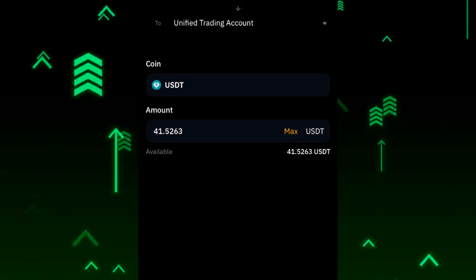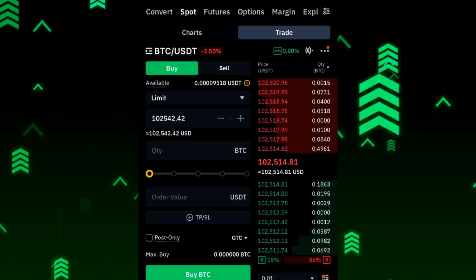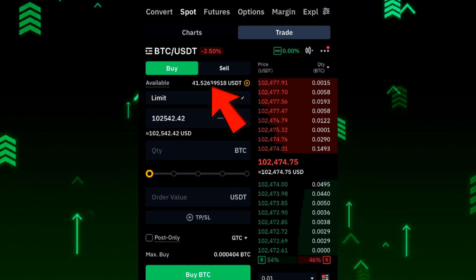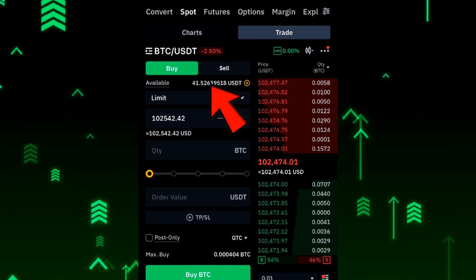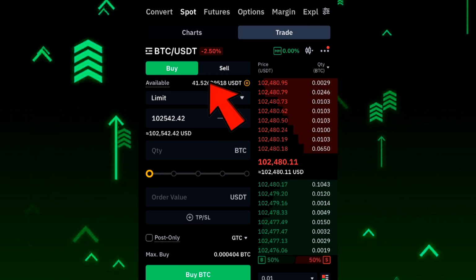I'll click on confirm, and once I click on confirm, it loads up a little bit and boom, transferred successfully. So it means I can come back to my trade section and you're going to see that my available balance is now showing 41.52. It means that I am now ready to trade.